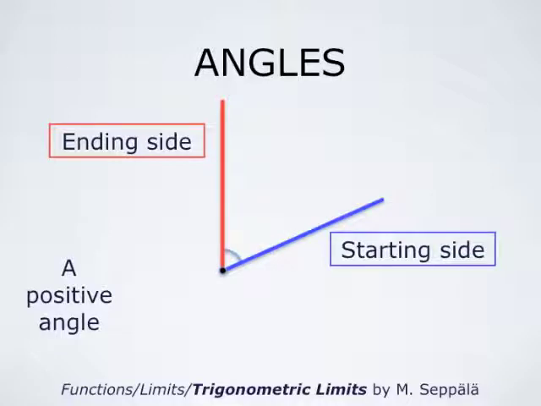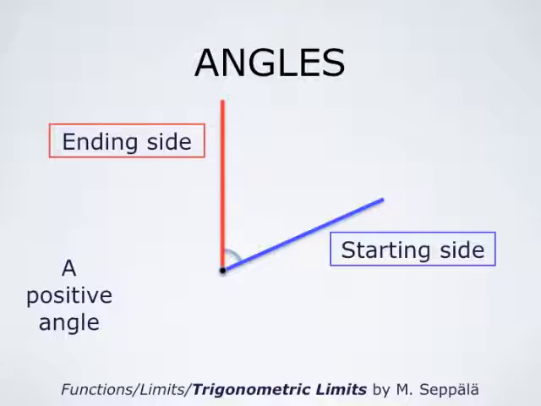I start by reminding you what angles are and how they are being measured. An angle is formed when a half line emanating from a point turns around that point. This point is called the vertex of the angle, and if the angle is formed so that the half line turns counterclockwise, then the angle is positive, otherwise it is negative. Here we have an example of a positive angle. The starting side is the blue half line emanating from the vertex, and the ending side is the red half line emanating, of course, also from the vertex.